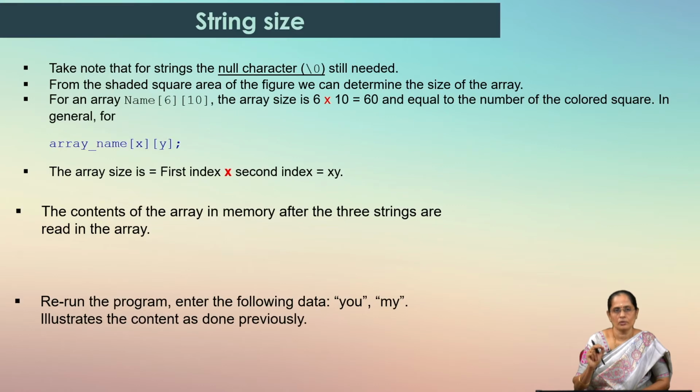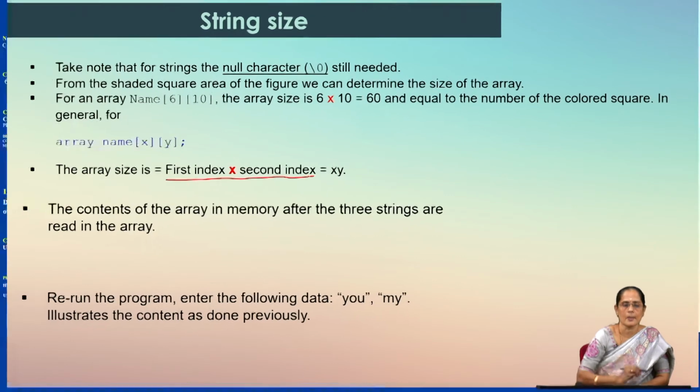Now, how do we calculate the size of a string? Generally, if it is a single dimensional array, then immediately you can say that the size of the array is going to be the size of the string, right. If it is a 2-dimensional array, we will have 2 dimensions, that is the number of strings and the number of characters in each string. So, we have to calculate the size of the array in that case as first index into second index.